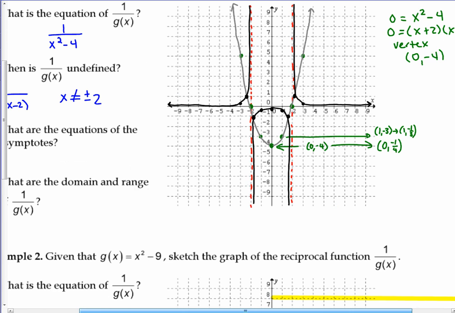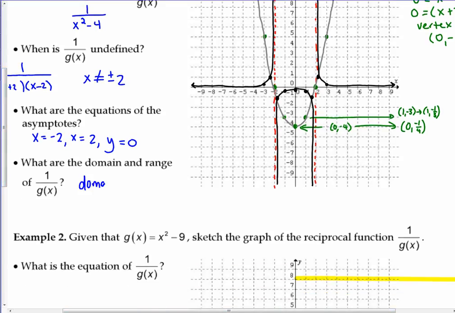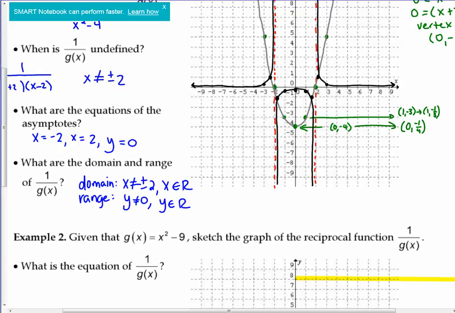So, what are the equations of the asymptotes? x equals negative 2, x equals 2, and y equals 0. Okay, we're going to cover very simple reciprocal functions where your horizontal asymptote is always y equals 0. What is the domain? x can't equal plus or minus 2, otherwise an element of the reals. Range? y can't equal 0, otherwise an element of the reals. Okay.